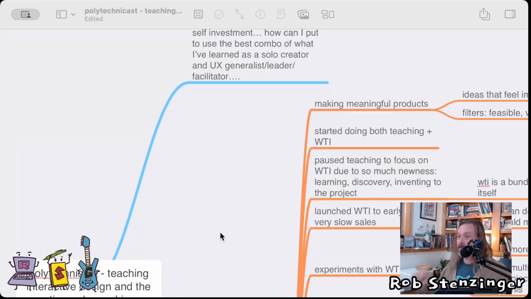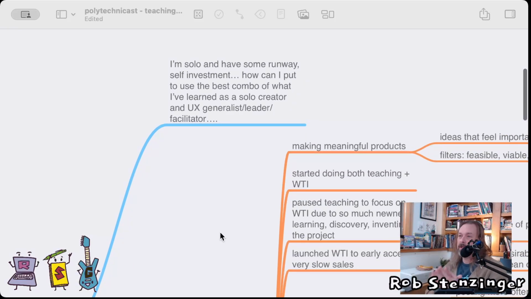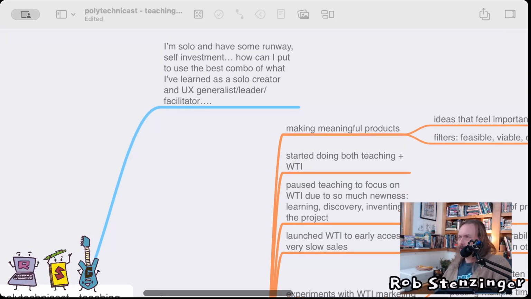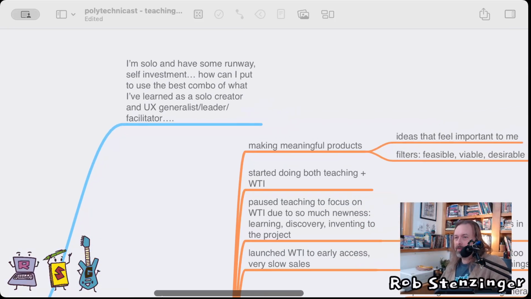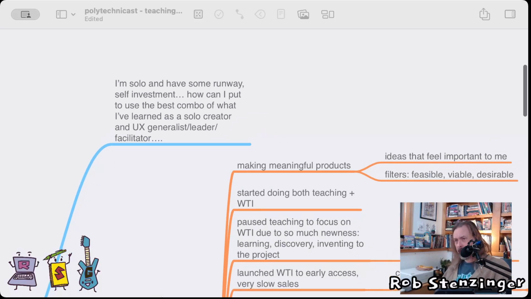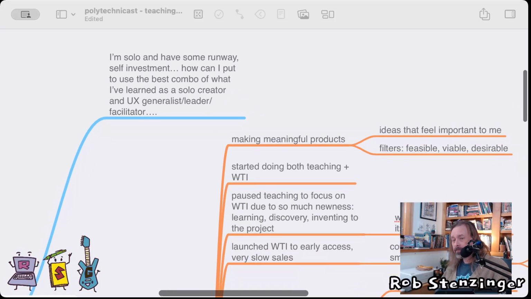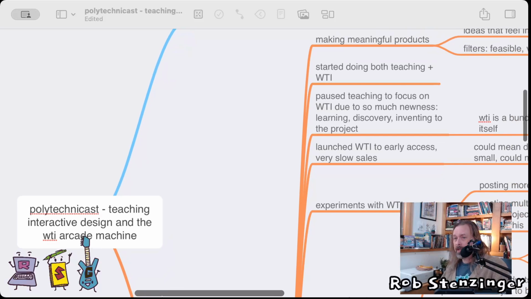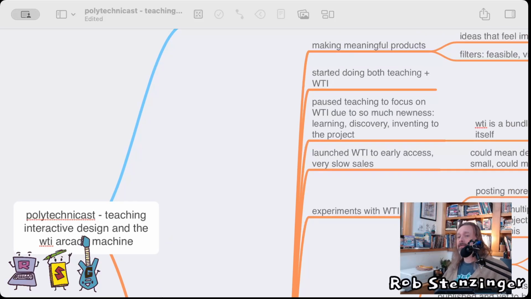It was really funny. I shared a video recently on TikTok that I had MindNode on in the background, and that got as much reaction as people commenting about what I shared, which is funny. But yeah, mind mapping tools and whatnot. I use all kinds of tools to get thoughts out of my head. And so here I am looking at an outline for this episode, which is called Teaching Interactive Design and the Word Turtle Island Arcade Machine.